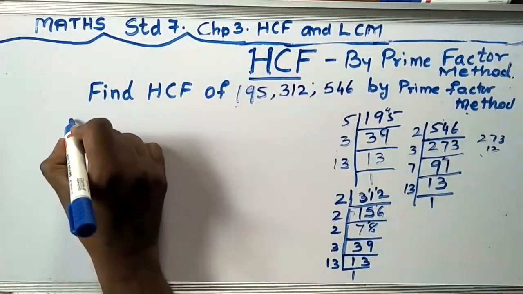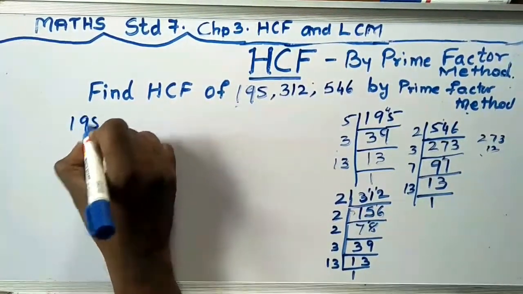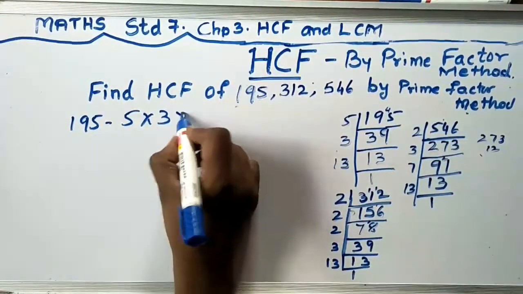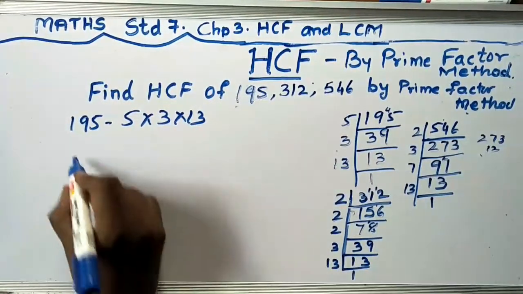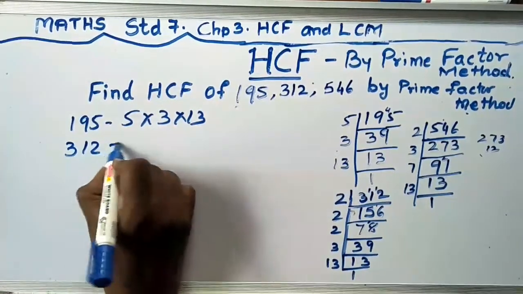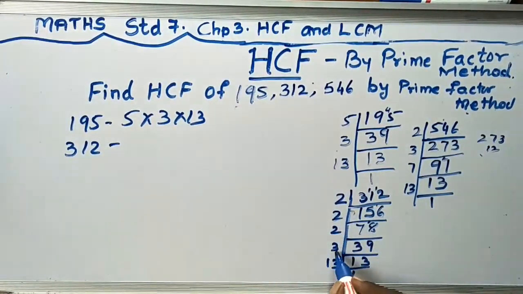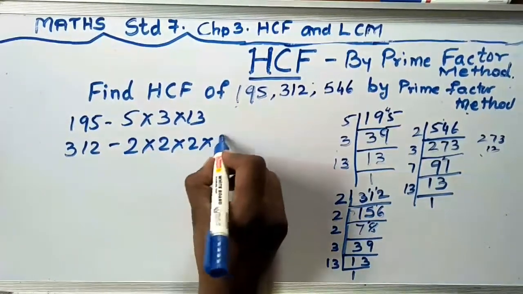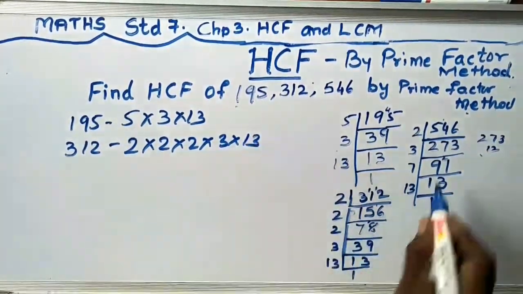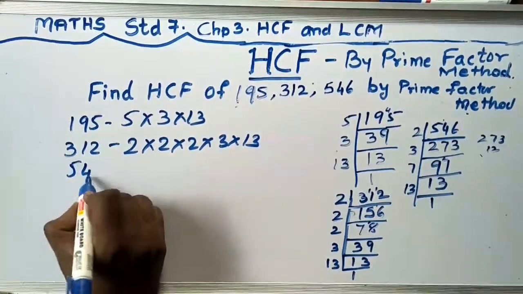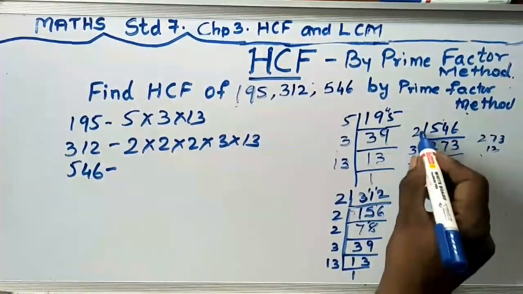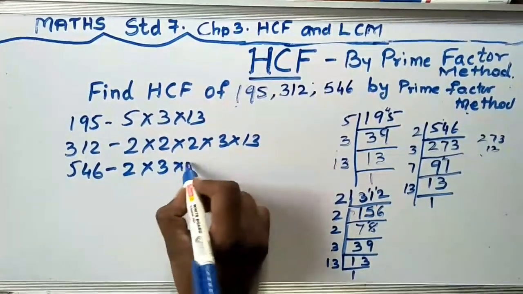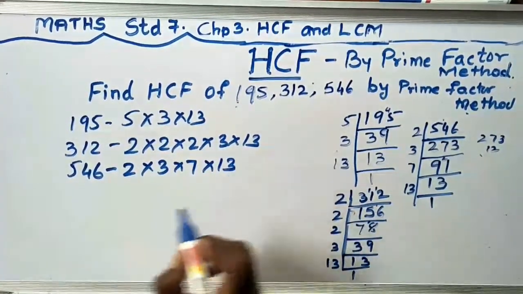So let us write all the numbers. In 195 the number is 5 into 3 into 13. Then 312: 2 into 2 into 2 into 3 into 13. 546: 2, 3, 7, 13.